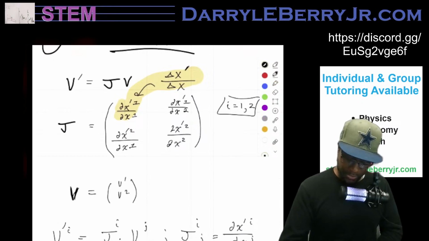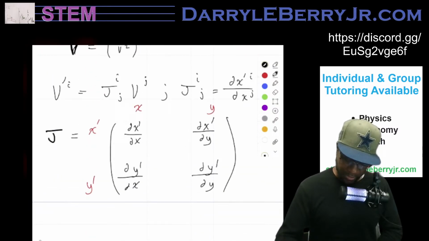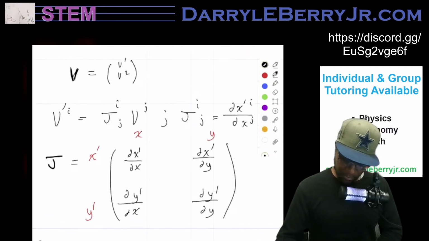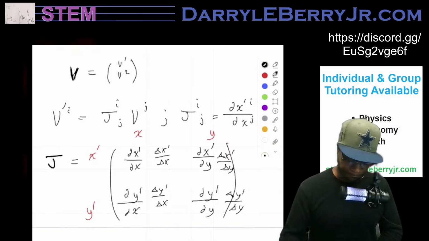So this is how much the change in x prime. And actually, let me go to the one that's written out explicitly here. So here we have the change in x prime over change in x. We have the change in y prime over change in x. We have the change in x prime over change in y. And the change in y prime over change in y.